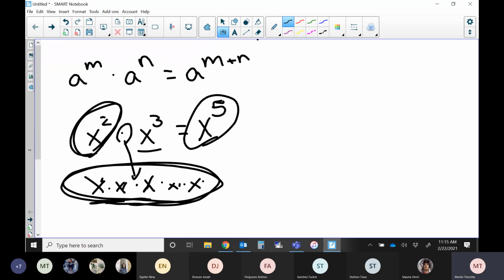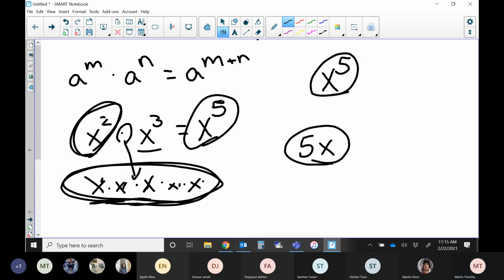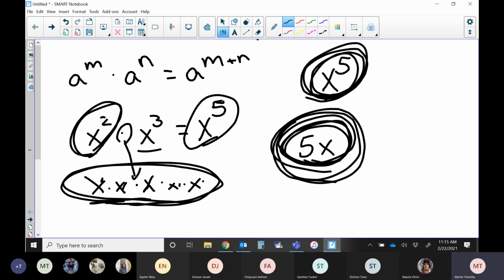Something I want to talk about today, because we're on this rule, is I'm going to ask you a question. How many x's are there in this one? 5. How many x's are in this one? 5. So this is 5 x's. This is not 1 x, guys. This is 5 x's. What's the difference between these 5 x's and these 5 x's?